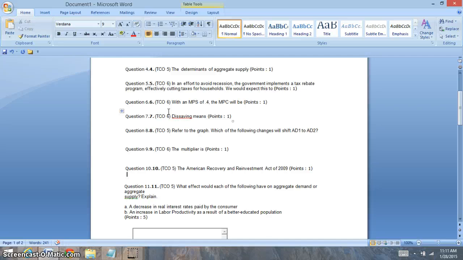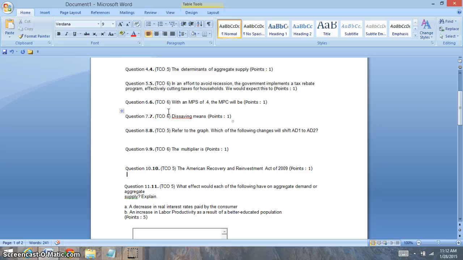Question 7 is looking at dissavings. Dissavings is negative savings when you're actually spending more than you're making. Negative savings. Question 8 is looking at a graph and is wanting you to look at what is an example of a shift from aggregate demand 1 to aggregate demand 2.